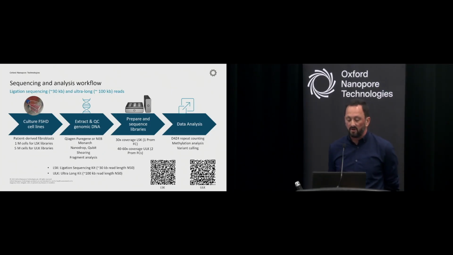We can do our standard kind of workhorse chemistry, which is called ligation sequencing. That gives you about 30 kb reads on average, and is really just our normal standard whole genome workflow. But you can also do a prep called the ultra long prep, which gives you 100 kb plus reads up to megabase reads. Both of those protocols are available on our website.